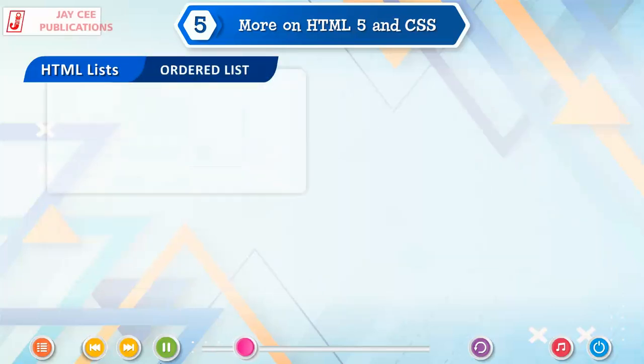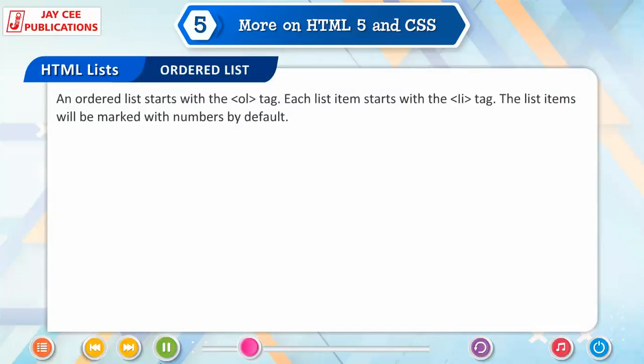Ordered list. An ordered list starts with the OL tag. Each list item starts with the LI tag. The list items will be marked with numbers by default. Syntax: OL in angular brackets, LI in angular brackets, /LI in angular brackets, /OL in angular brackets.